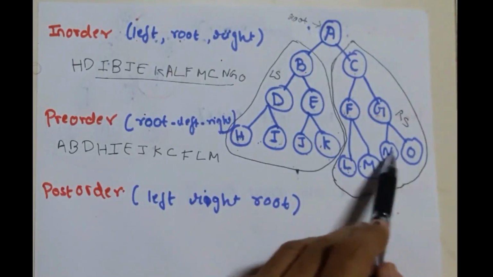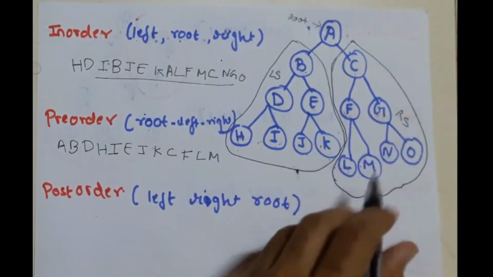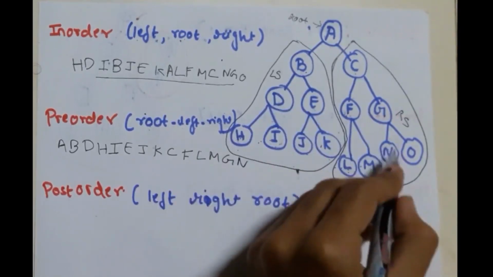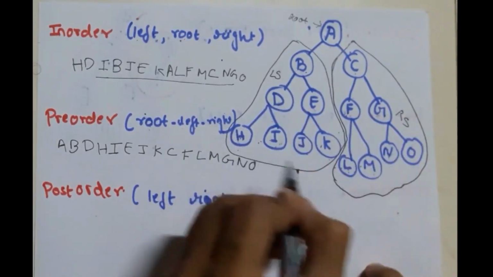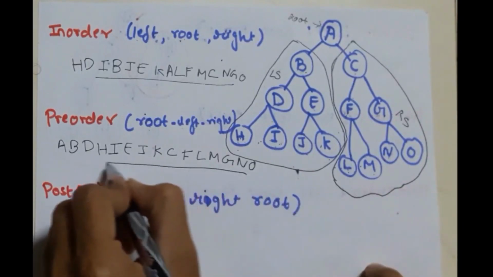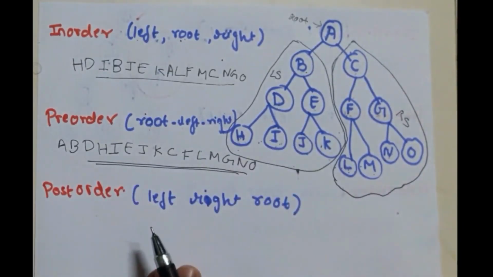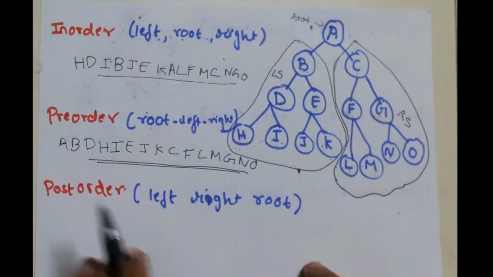Here G is the root for N and O. So we'll write G. Then to the left of G is N, and after N, write O. So this is the pre-order traversal for this tree. Now the last is the post-order traversal.